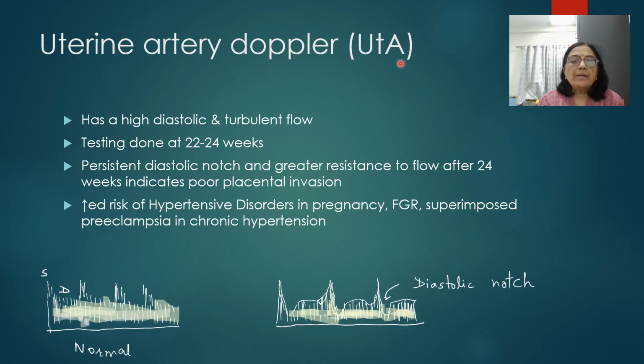Next vessel is uterine artery. As I have already said, whenever we want to write a short form, for umbilical artery we write UA in capital, whereas for uterine artery we write capital U, small t, and capital A.